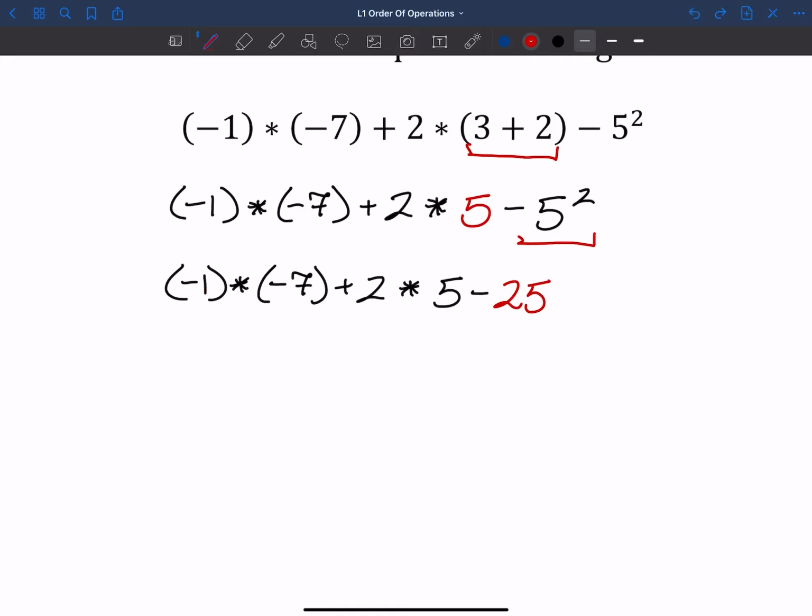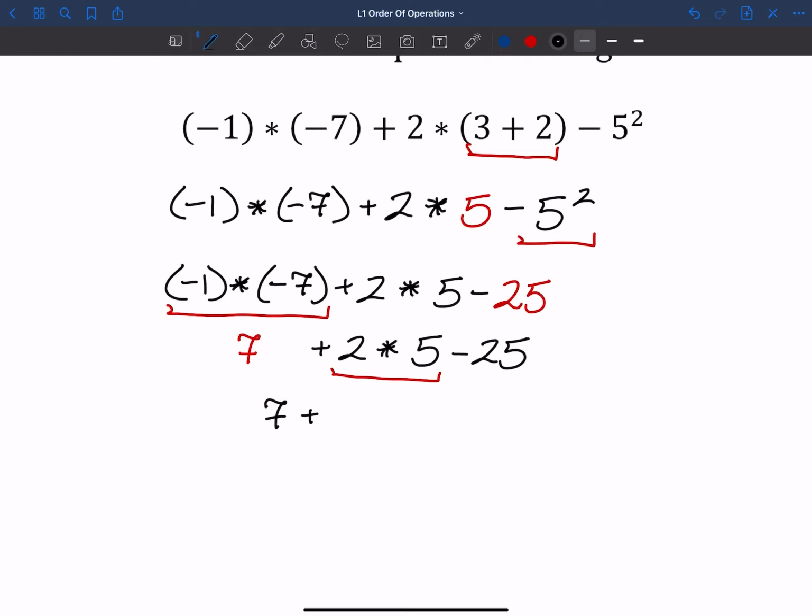So -1 times -7, when we multiply those, we end up with a +7. Again, bringing everything else down all the same. Then we'll take care of our other multiplication, 2 times 5. 2 times 5 is just going to give us 10. And then -25 on the end there. Cool, so our multiplication and division is done, because we don't have any of that left. Now we're on to addition and subtraction, again moving from left to right.